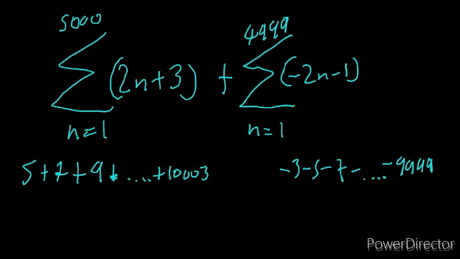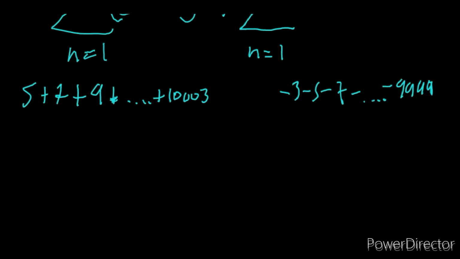So I'm going to show you the long cut first. Let's deal with this part first. We see that it's an arithmetic sequence because the common difference is 2. So our A is 5 and our D is 2. I'm going to use the short version of the sum formula.